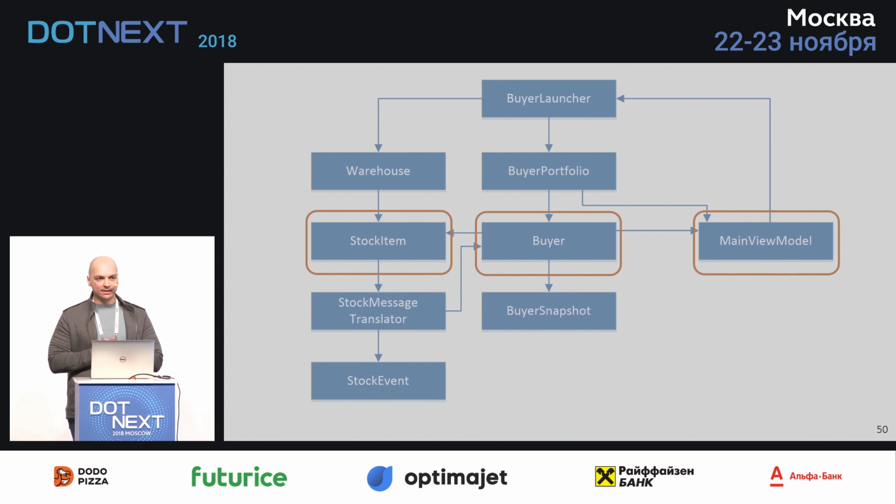So I know that kind of sounds complicated, but don't worry, it's not that complicated. This main view model is a class that is responsible for communicating with the user. So it accepts commands from the UI and updates this UI when it gets notifications from the buyer. So that's it. No more descriptions.